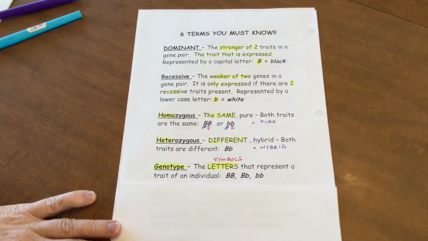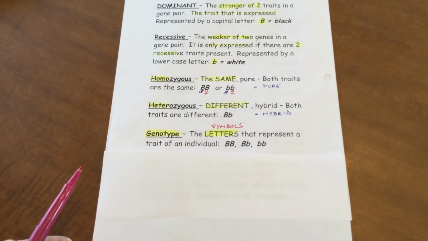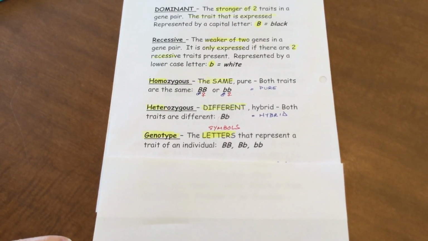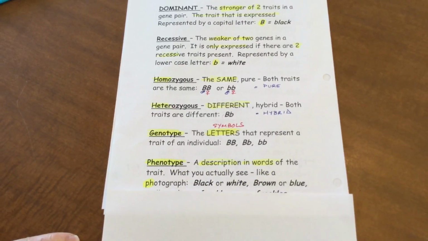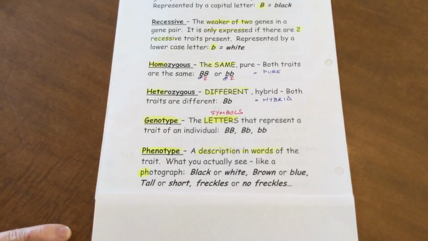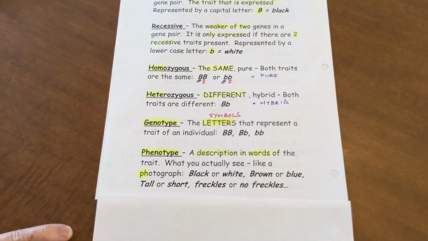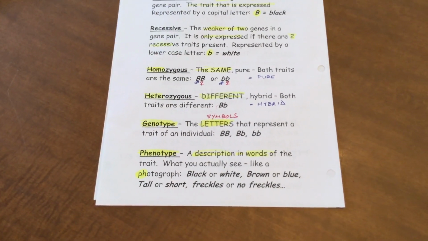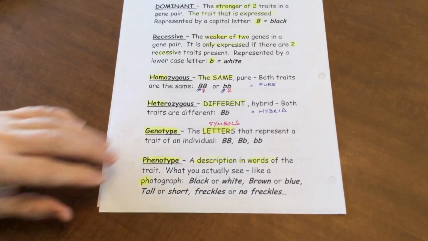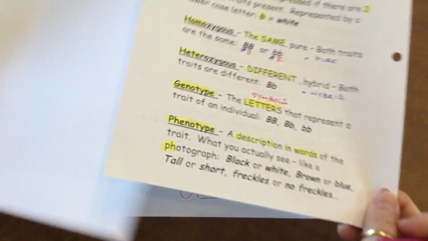The symbols themselves, the letters that we're using to represent the traits, are known as the genotype. Big B big B, big B little b, little b little b are the genotypes. Phenotypes are a description in words, like a photograph: PH, photo, pheno. These are the description in words. Is it black? Is it white? Is it brown, blue, tall, short, freckles, no freckles? So those terms you absolutely need to know for when you are starting to do genetics problems.